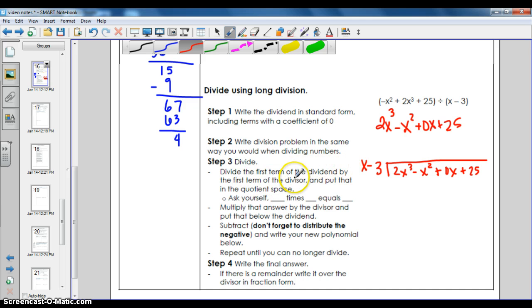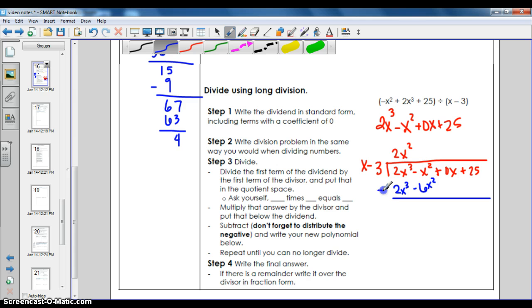Okay, so for this first one, we're going to divide the first term of the dividend by the first term of the divisor and put that in the quotient space. So 2x to the third divided by x. Well, basically we're just taking out an x, right? So it is a 2x squared. So now we're asking ourselves, what is 2x squared times x minus 3 equal? And so we can write it underneath here. So I'm going to put that in a different color. 2x squared times x is 2x cubed. 2x squared times negative 3 is negative 6x squared.